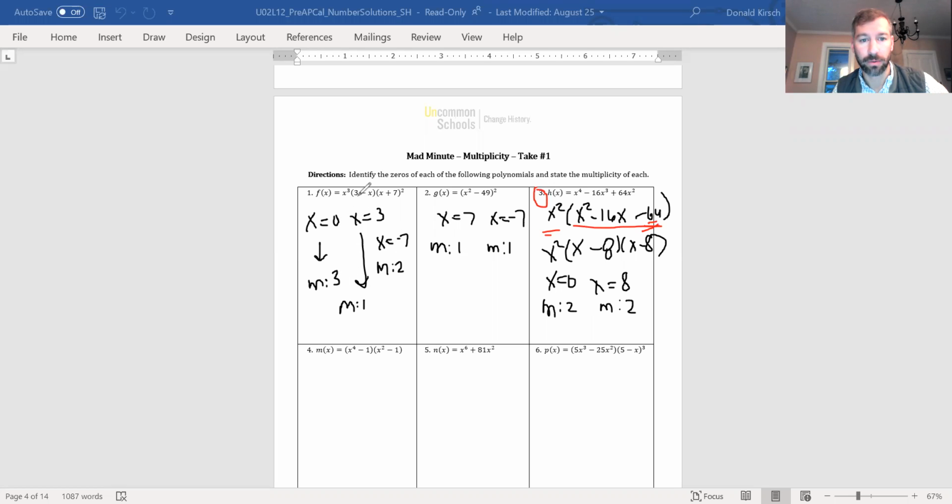And our multiplicity was just found, remember, from the exponent on those roots or factors. Remember that those multiplicities tell us if a function is going to bounce or cross on the x-axis. Make sure that you have these answers. Take a moment to copy them down.